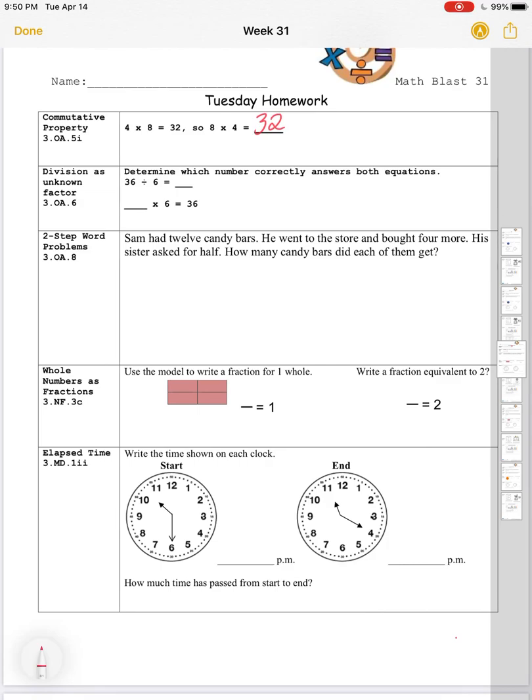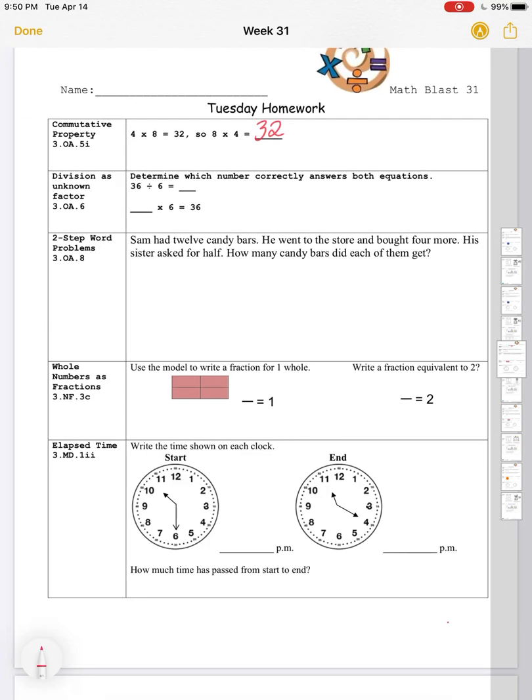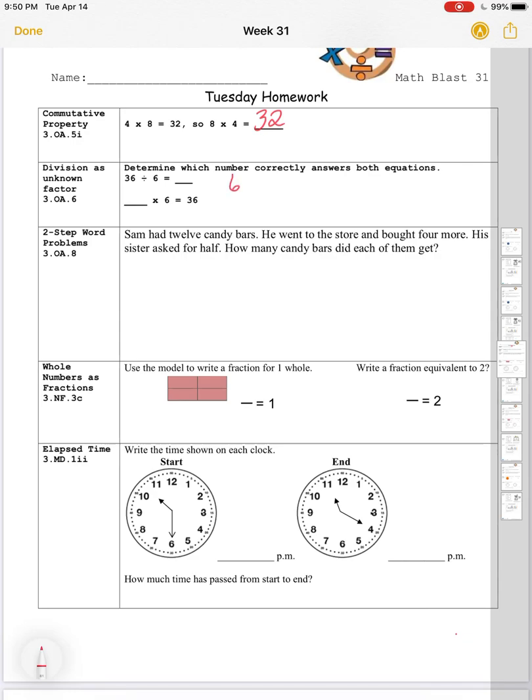Division as unknown factor. Determine which number correctly answers both equations. 36 divided by 6 equals blank, or blank times 6 equals 36. We can think of division as an unknown factor problem. 36 is my total, and I need to divide or equally share that into groups of 6, or into 6 groups. In this case, I'm going to share that into groups of 6.